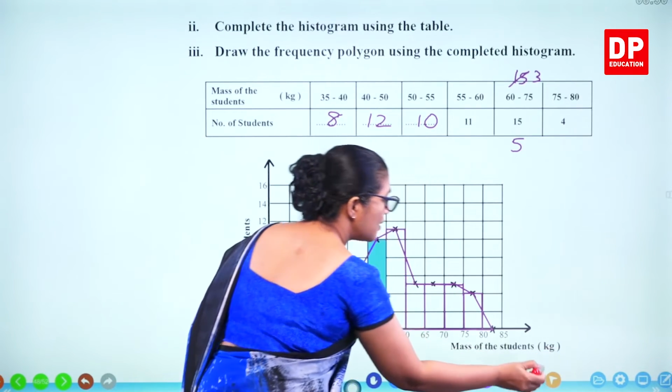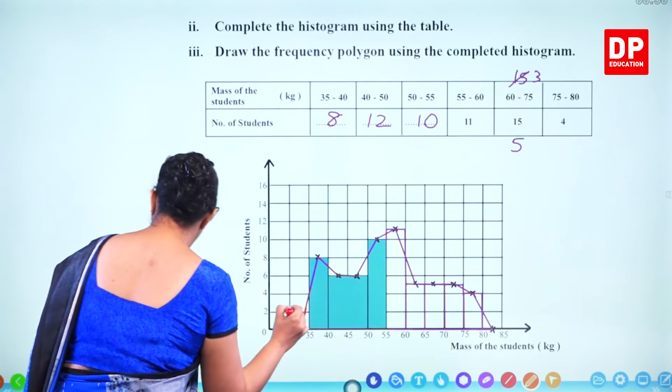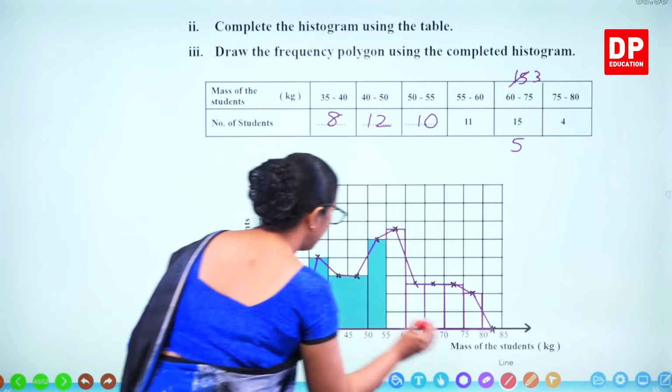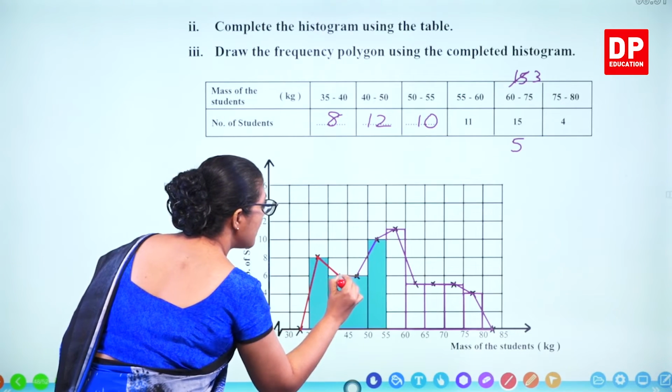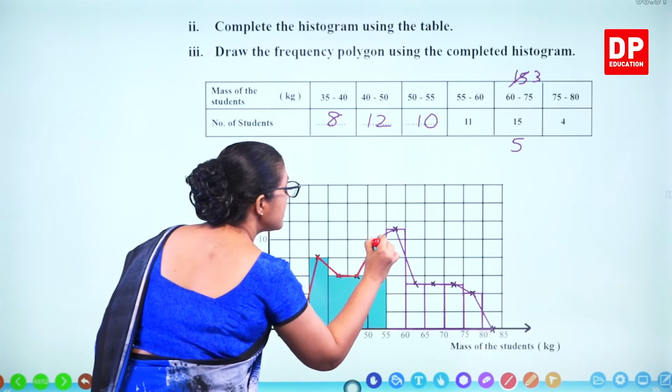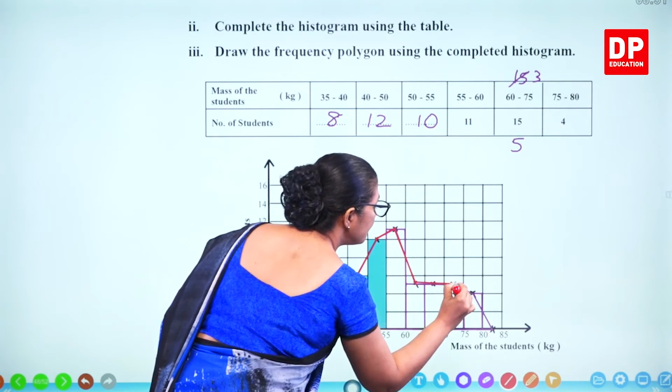So I'll use a different color. Red color to make sure that you see all the lines clearly. That's the frequency polygon.